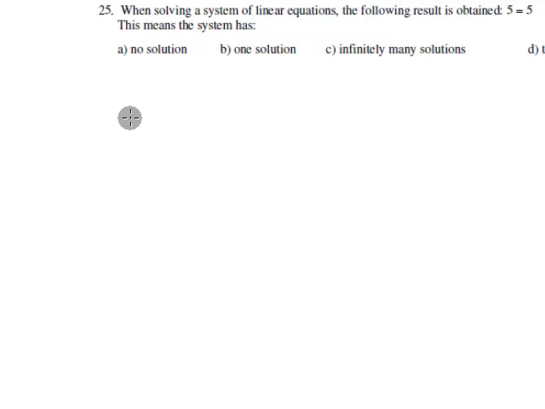Question 25. When solving a system of linear equations, the following result is obtained: 5 equal to 5. This means the system has, those are the choices. So let's go ahead and review what it means by a system of linear equations.